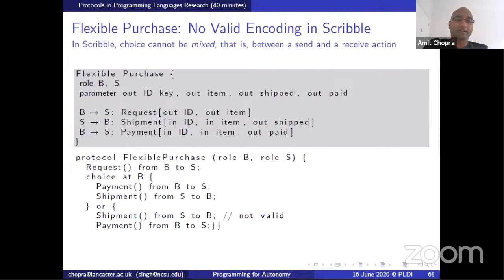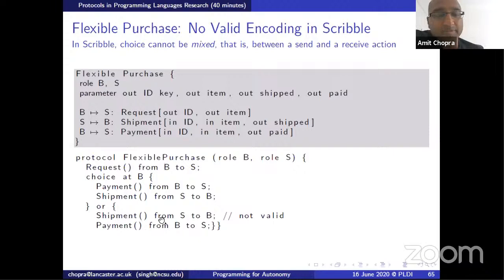Either the buyer sends payment and then receives shipment, or the buyer receives a shipment and then sends payment. So this is what the protocol expresses. And you can already see the problem here: the choice is at B, but the action in the second part of the OR, in the lower part of the OR, is an action from the seller to the buyer, which is not considered valid by Scribble.